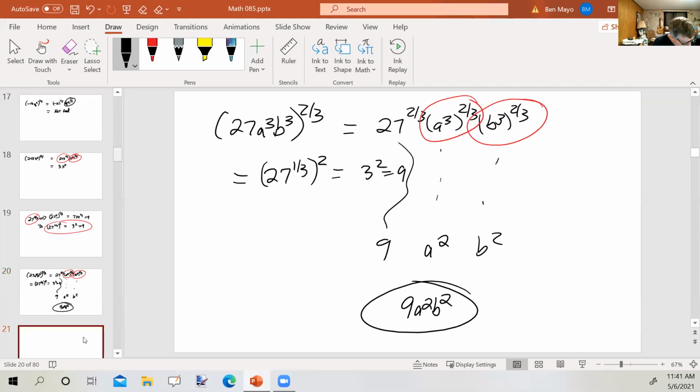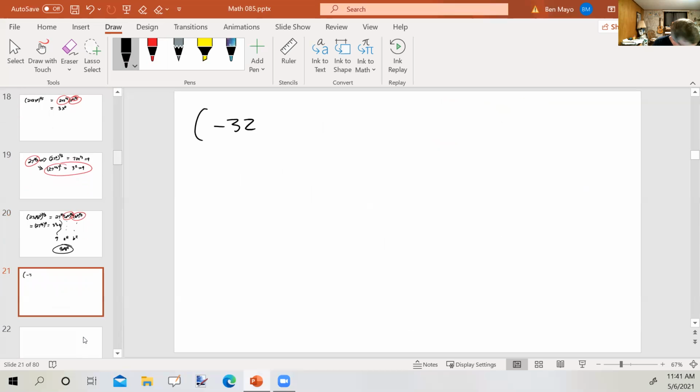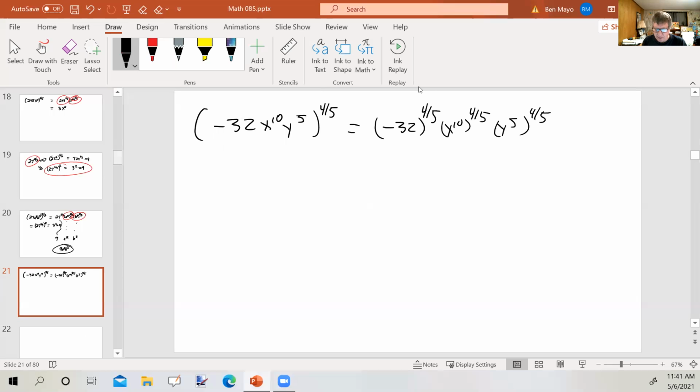And let's see here. We have negative 32, x to the 10th, y to the 5th, all to the 4/5 power. So I'm going to get negative 32, the quantity raised to the 4/5 power, x to the 10th raised to the 4/5 power, y to the 5th raised to the 4/5 power. Negative 32, I'm going to take the 1/5 power, or the 5th root, and then raise it to the 4th power. Let's see. Negative 32.